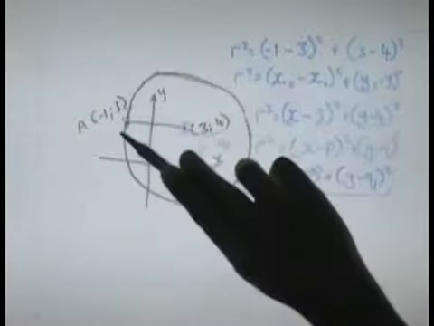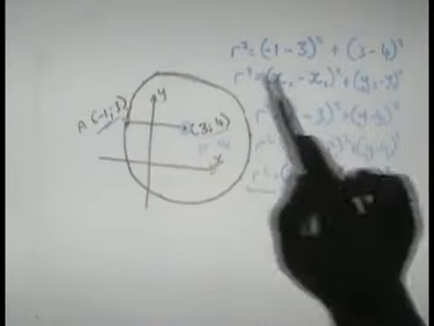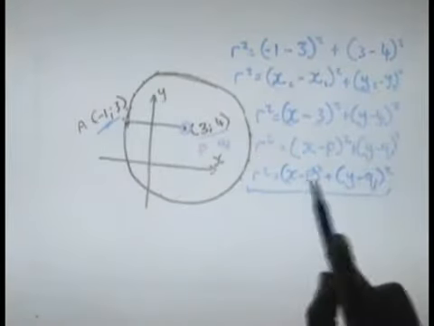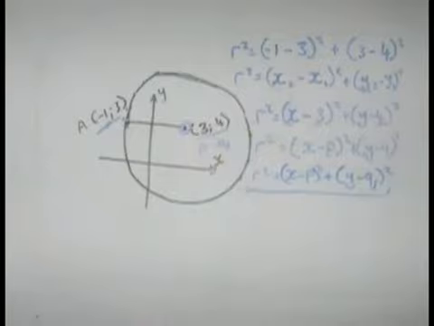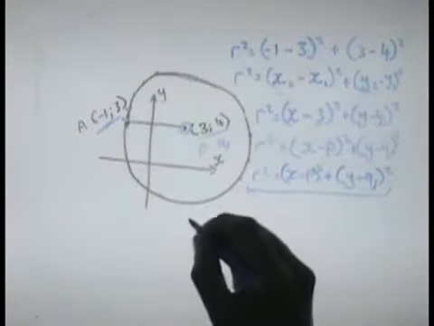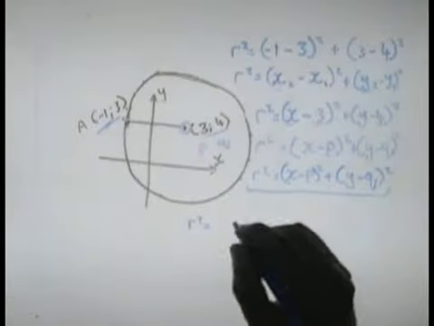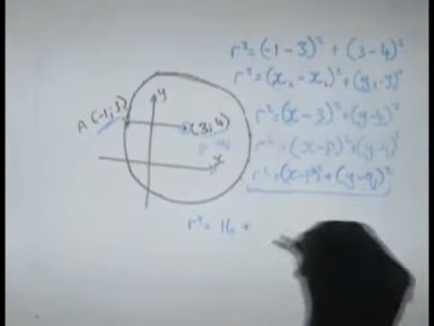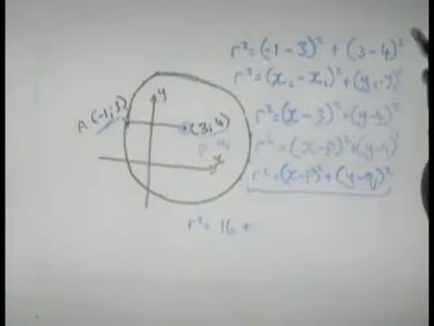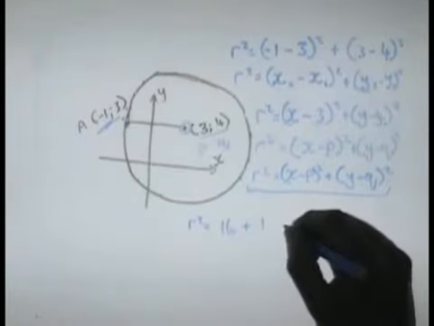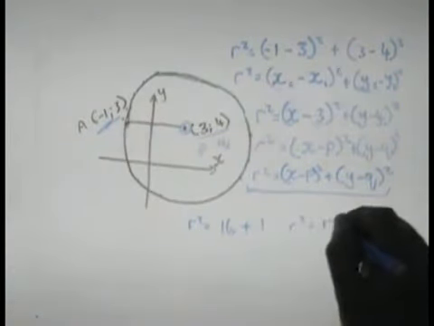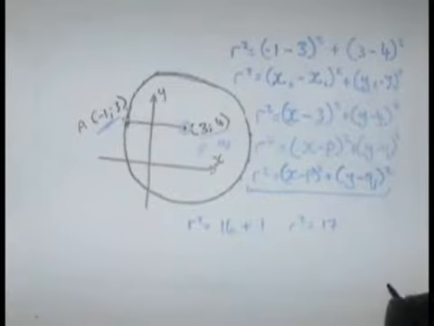To get r squared, I'm just going to substitute a point into x and y. P and q are constants that are never going to change. So that means that r squared will equal minus 1 minus 3 is minus 4 squared is 16. 3 minus 4 is negative 1 squared is 1. That means that r squared in this case is equal to 17.